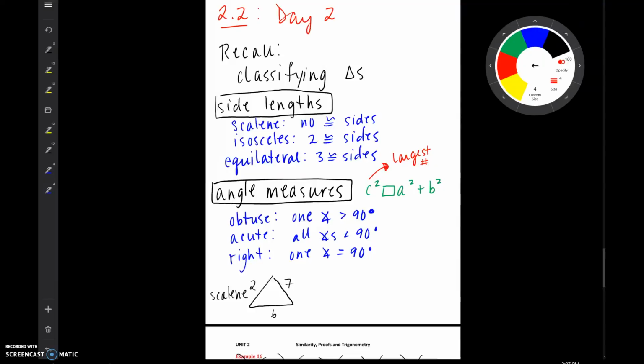A triangle is obtuse if C squared is bigger than A squared plus B squared. A triangle is acute if C squared is less than A squared plus B squared. And a triangle is a right triangle if C squared equals A squared plus B squared. It's not coincidental that this is what our Pythagorean theorem is. So for each of the following examples, we have to identify C, and then we're going to compare the value of C squared to A squared plus B squared.